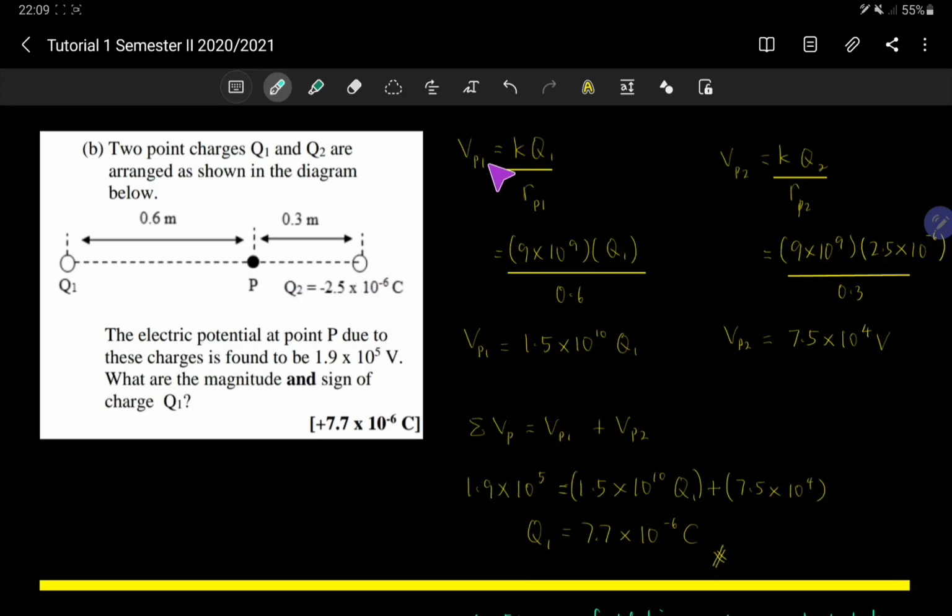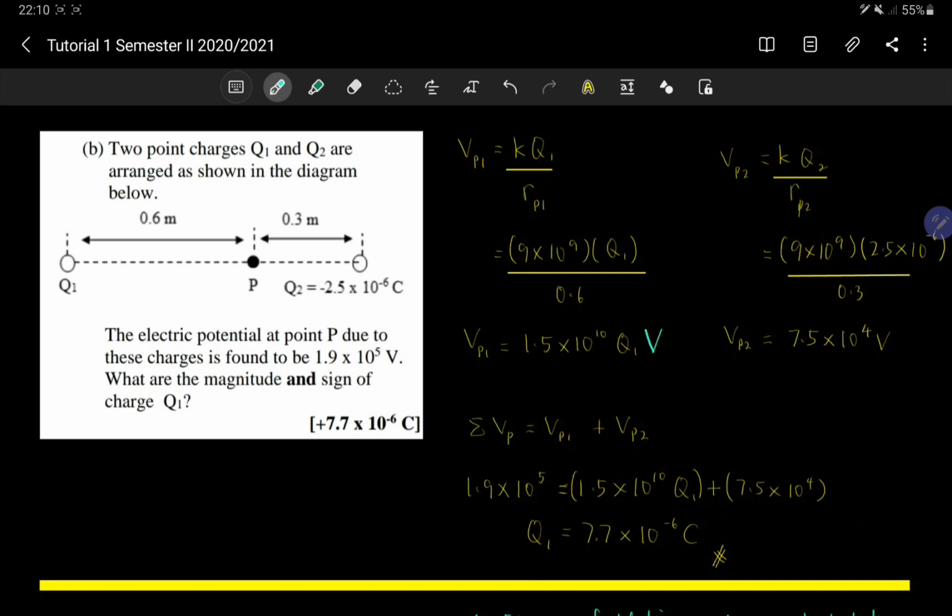So VP1 equals KQ1 over RP1. Again, K is just a constant. Q1 is not given here, so we just leave it as Q1 first. And RP1 is the separation between P and Q1, which is 0.6. So you will get VP1 equals 1.5 exponent 10 Q1 volt. Something is missing. The unit here should be volt.